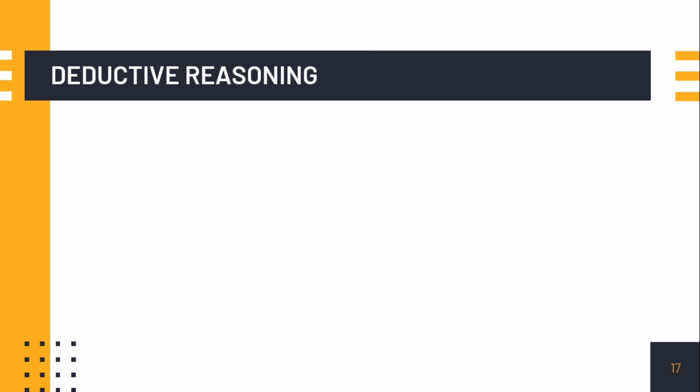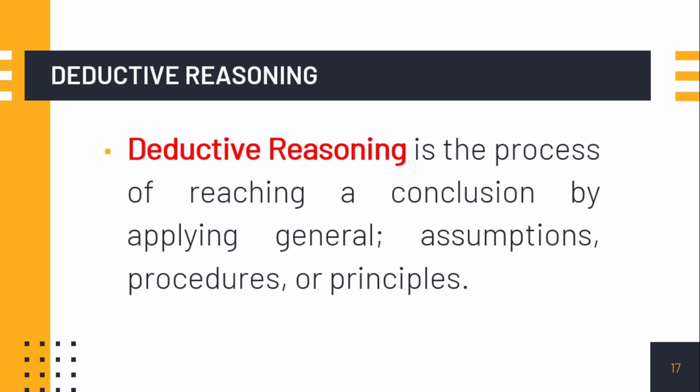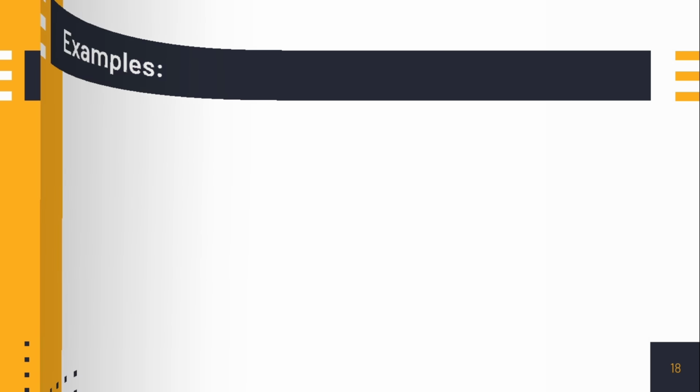So let's start with deductive reasoning. When we say deductive reasoning, this is the process of reaching a conclusion by applying general assumptions, procedures, or principles. Or we can say that this is the process of showing that a certain statement follows logically from agreed upon assumptions and proven facts, where there is a need to justify every step with a reason. Let's try to have an example.